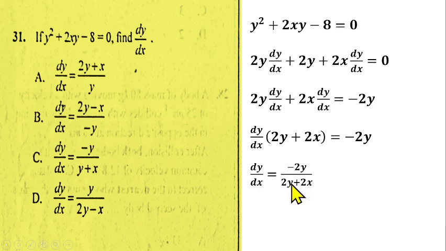So 2 is common in the denominator. You can factorize 2 out here. So you'll have minus 2y over 2 into y plus x. So 2 can take care of 2. So we'll have dy/dx to be minus y over y plus x, which is option C if I'm correct.